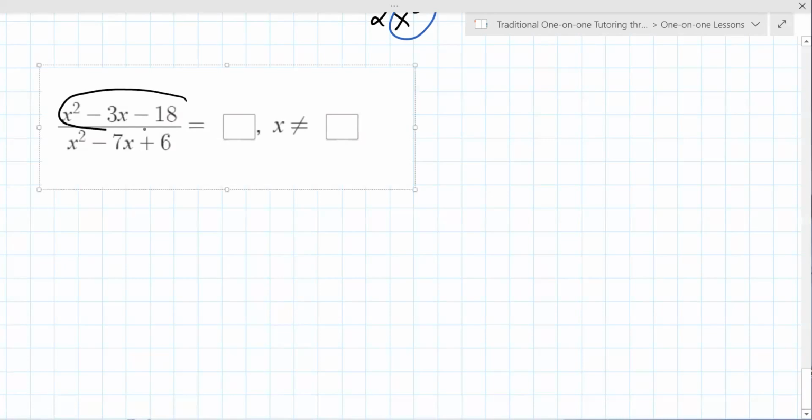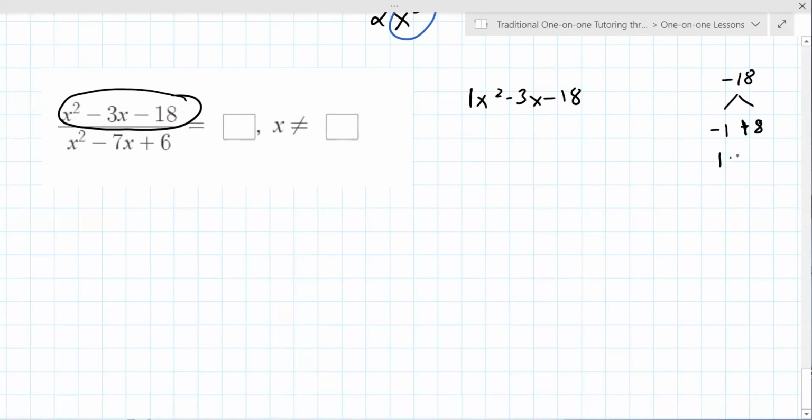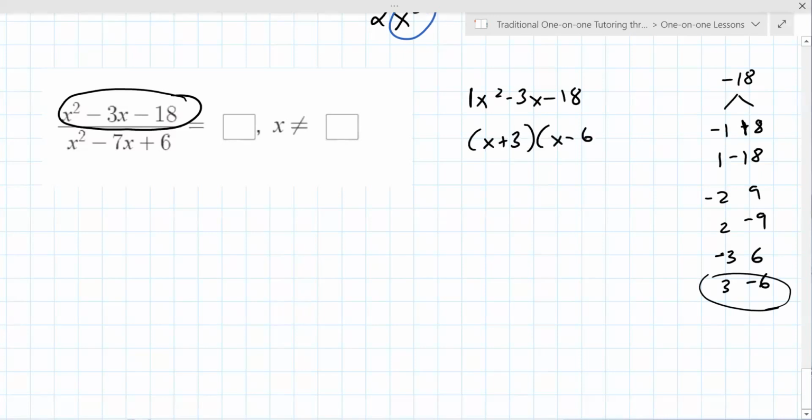So we'll look at the top one here, and it's that problem where this is 1 in front, so you go to that minus 18, and we're trying to find two numbers that multiply to minus 18. So like minus 1 and 18, or 1 and minus 18, but they have to add up to -3, so they gotta be fairly close together. It's like -2 and 9, 2 and minus 9, -3 and 6, 3 and -6. So if you notice, the only one that works is this one right here. So the top is x plus 3, x minus 6.